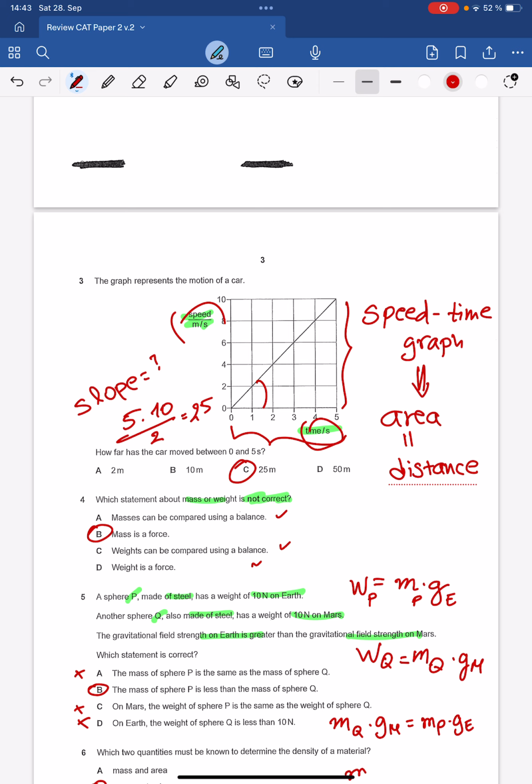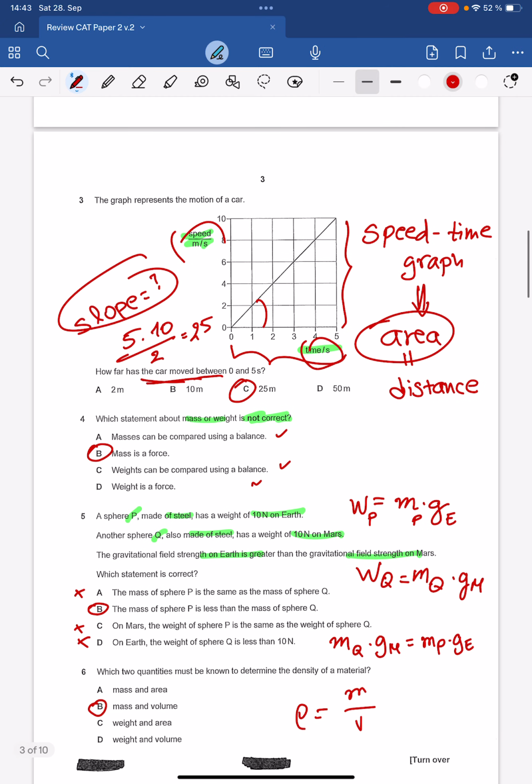However, the question is how far has the car moved between 0 and 5, which means we want the distance. On a speed time graph, the area, not the slope, the area now gives us the distance. And again, that's something that we need to know from theory before we walk into the exams. So the area under this line in this case is going to give you the distance. It's a triangle, so we know it's base times height divided by 2. So 5 times 10, 50, divided by 2, it's going to be 25 meters.